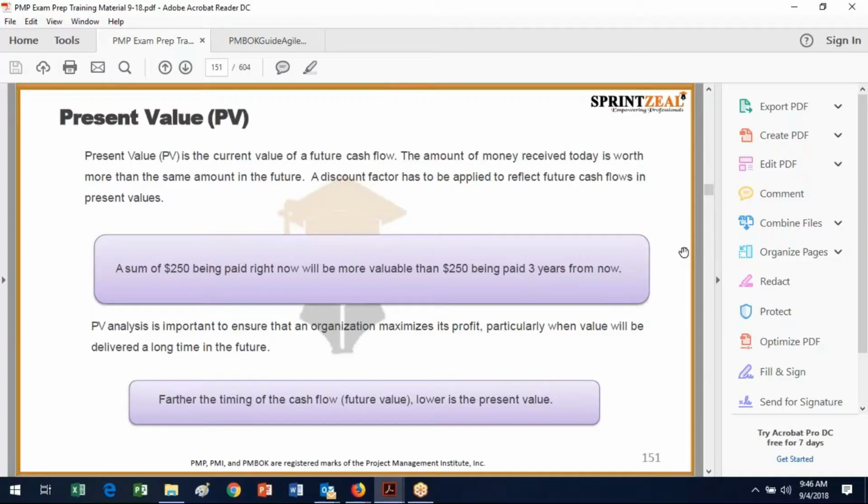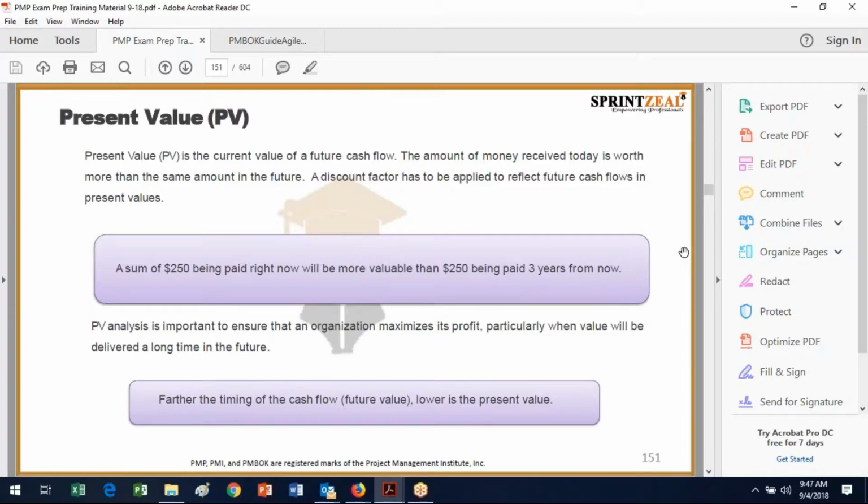But basically, the amount of money received today is worth more than the same amount of money in the future, because would you rather have me send you $100 today, or would you rather have me send you $100 6 months from now? You want it today because the value is higher. We don't know what the future value is of that $100. Exactly. Perfect. Because basically there's a discount factor, and even at low interest rates, there is still the current value of money. Money now is better than money later. So present value analysis is important to ensure that you maximize the profit, particularly over a long period of time. So the farther the timing is of the cash coming in, the lower its present value is.